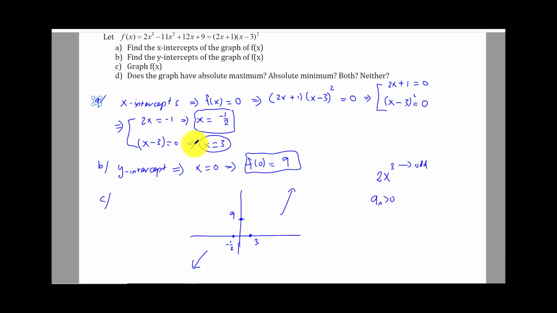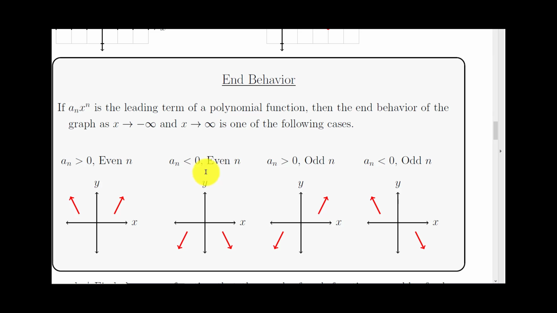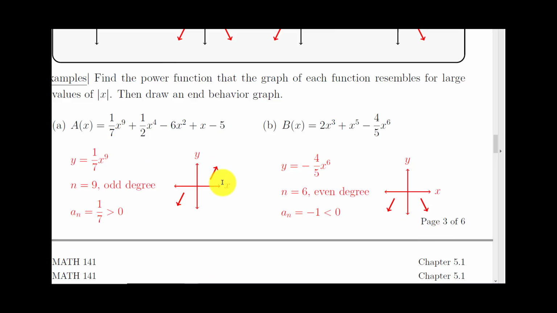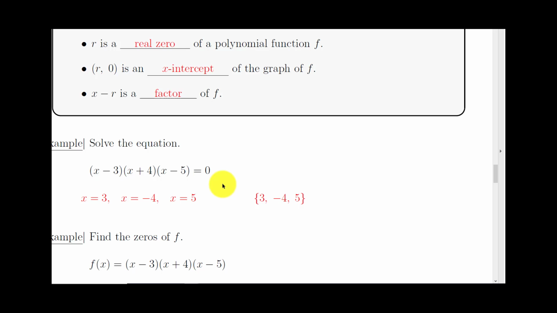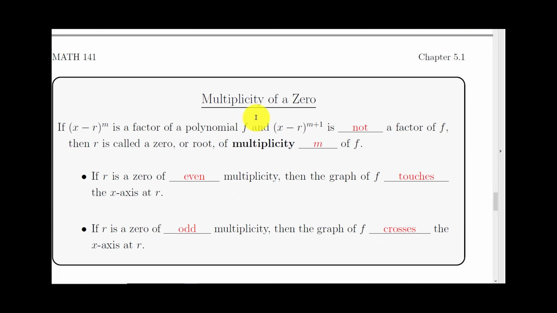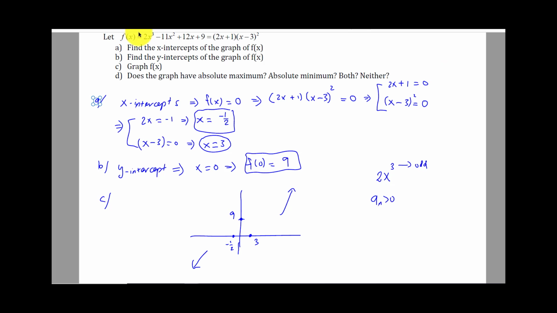here, I should also consider something that we learned from section 5.1. That is the multiplicity of 0. Now, if a 0 has an even multiplicity, then the function should touch the x-axis at that 0. If the 0 has an odd multiplicity, then the function should cross the x-axis at that 0. Now go back here.